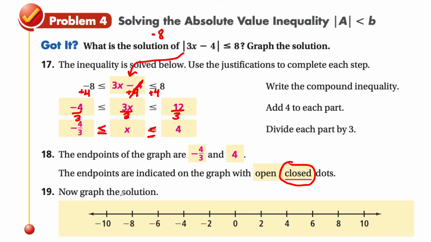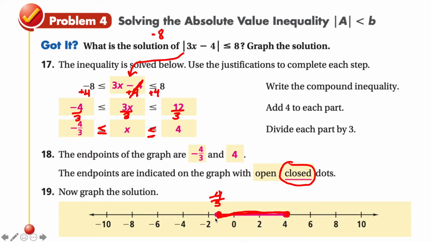So now we just have to graph it, which means we're going to go to negative 4 over 3, which is going to be somewhere in this range. I believe somewhere around there. So I'm going to put negative 4 over 3. And then over here, we're going to go to the 4th spot. And we're talking about everything in between, so I'm going to be putting a line from the negative 4/3 all the way up to the positive 4. And that's exactly what is shown.